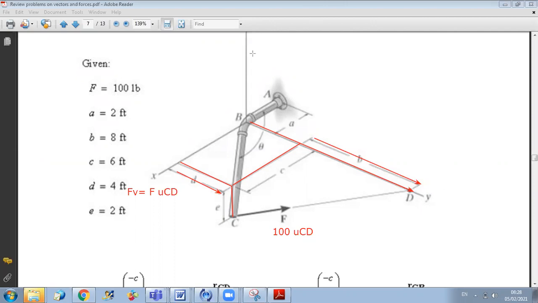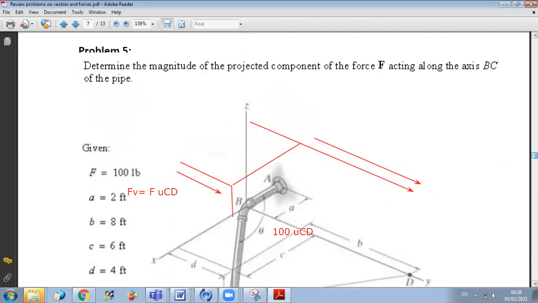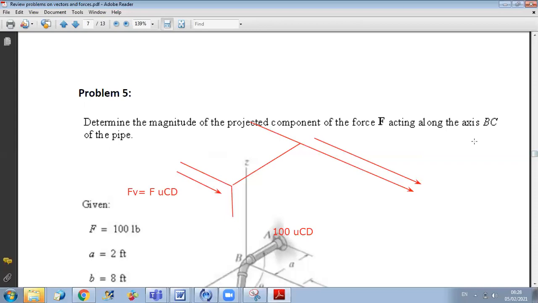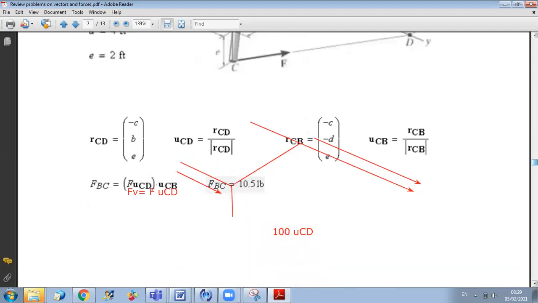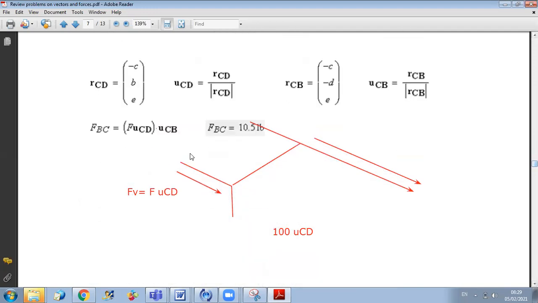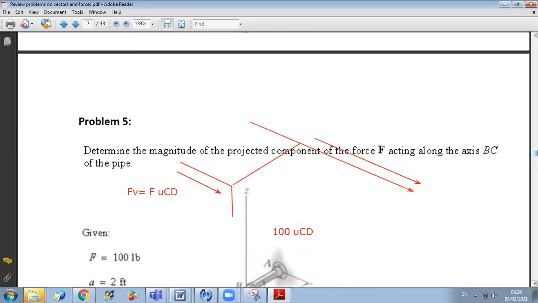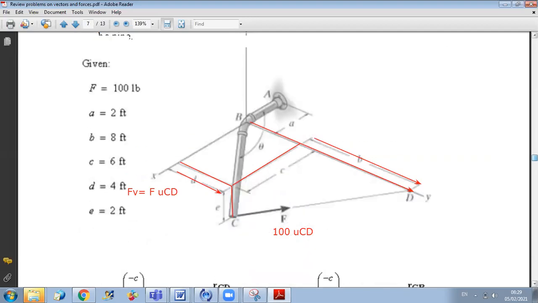Here they said project along axis BC. They didn't give a certain preferred direction, and they didn't say on vector BC or on CB. So you are free to take BC or CB. Here they considered UCB, because maybe in the figure it seems positive along UCB. But you can take what you want. In general, when they tell me project on BC, I take the unit vector of BC. It's up to you. It's not wrong. Both are right.